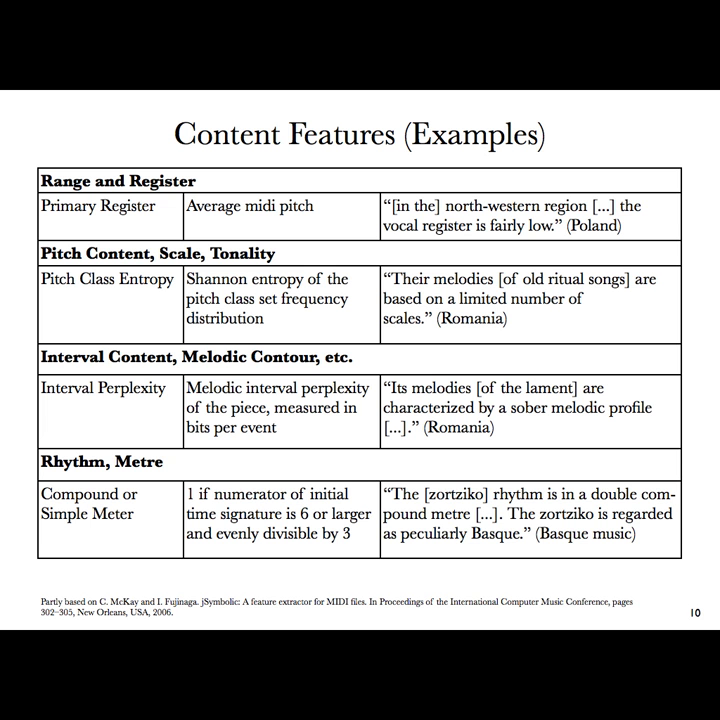And so they're basically in 4 categories. There are things to do with the range and register of the tunes. There are simple things like that. There are things to do with the actual pitch content and scales and pitch classes and that kind of thing. So we've got things like the entropy of the pitch class distribution and so on. And then we've got things about interval content, melodic contour, directions and things like that. So here's an example of interval perplexity. Then we've got things to do with rhythm and so on. So, for example, the distinction between compound and simple meter.